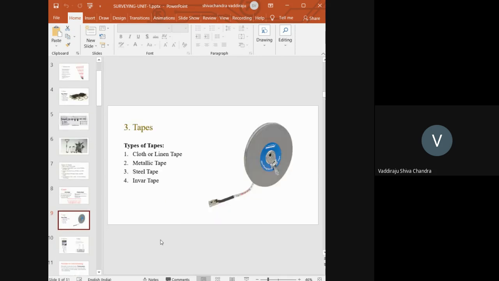We have several types of tapes: cloth tape or linen tape, metallic tape, steel tape, invar tape. I'm not going to cover this in depth because you might have already seen them in your day-to-day life.